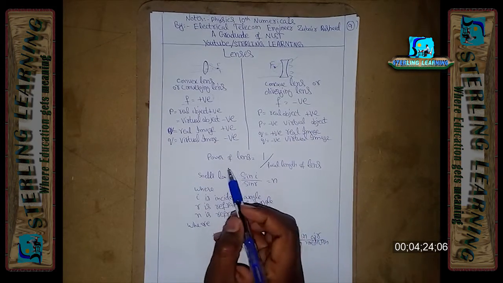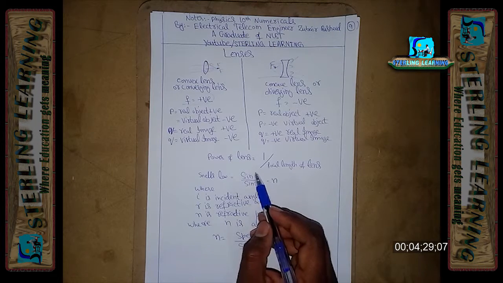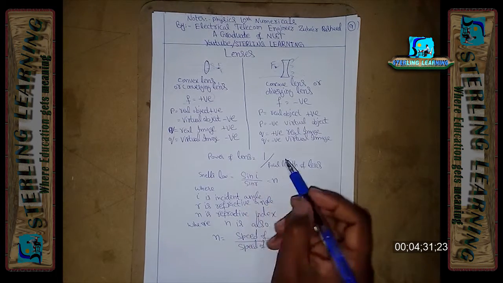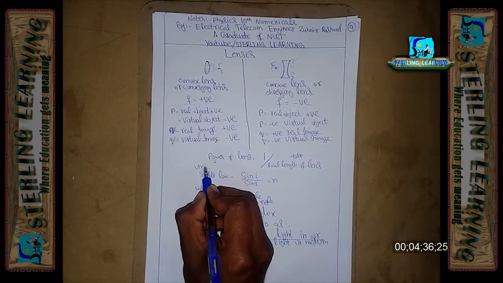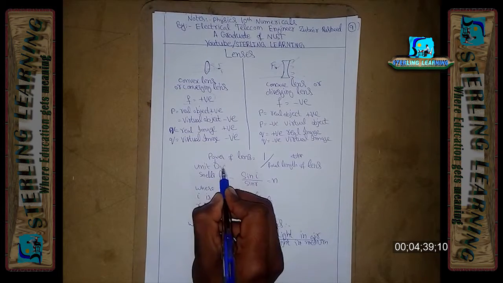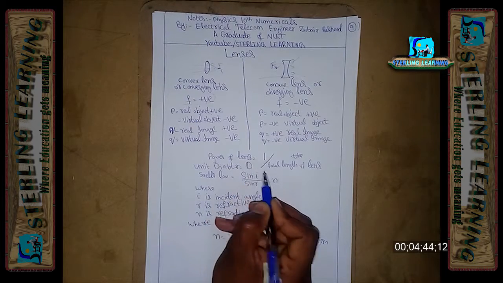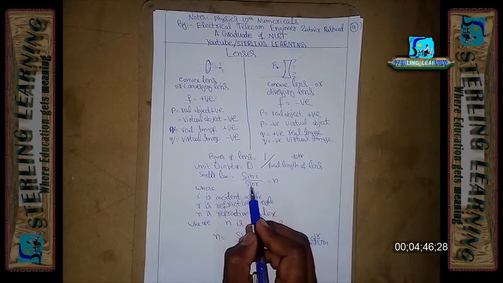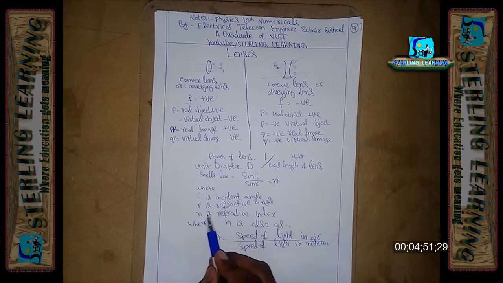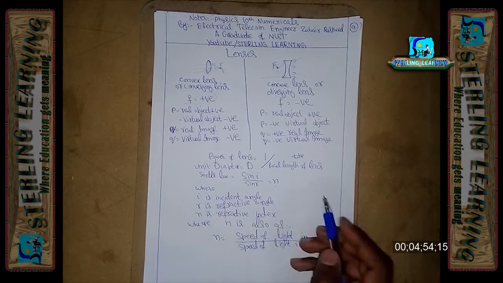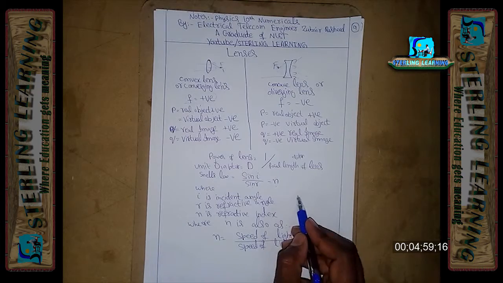One more thing here is the power of lens. It is 1 over the focal length of the lens. Its unit is the diopter, denoted by D. Snell's law: sin I over sin R is equal to N. I is the incident angle, R is the refractive angle, N is the refractive index. Snell's law applies when light passes from one medium to another medium.